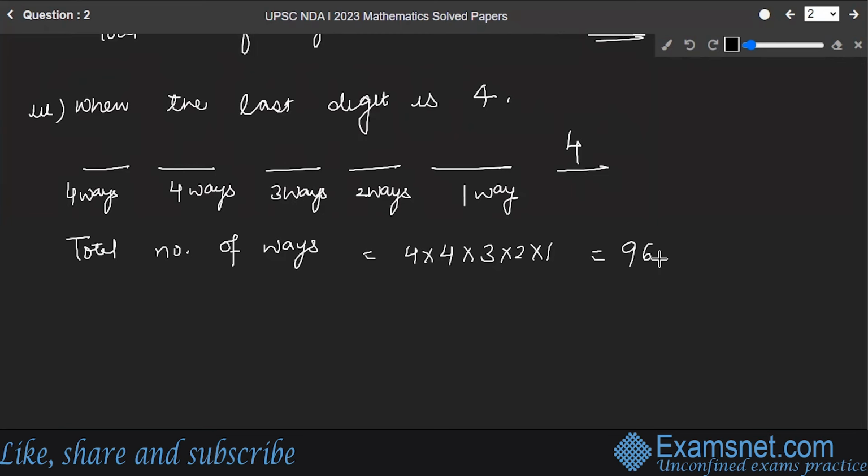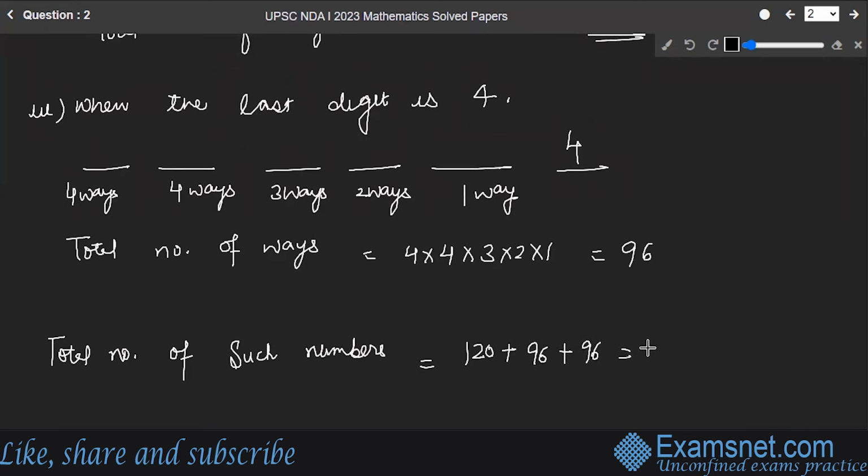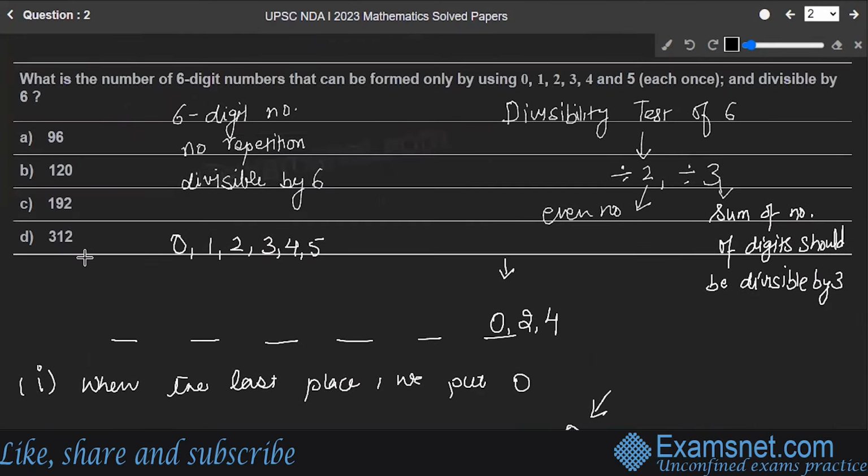So we got all the possible ways. That means overall, the total number of such numbers is 120, 96, and 96, which will give you a total of 312. So this is the answer to this question. Let's check with the options. 312 is option D.